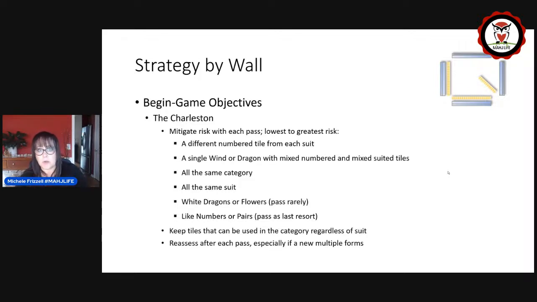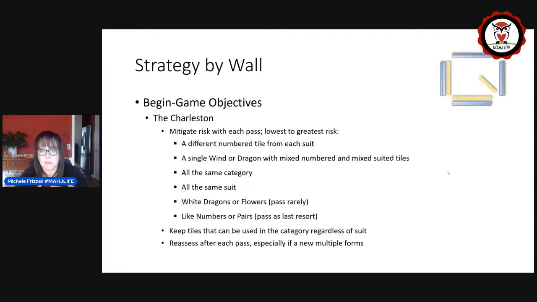Then after that would be all the same category. For example, if you pass all 3, 6, 9, it's a bit risky, more risky than the first two. Then we have all one suit. That can be even more risky. And then white dragons, flowers, try to pass them rarely.